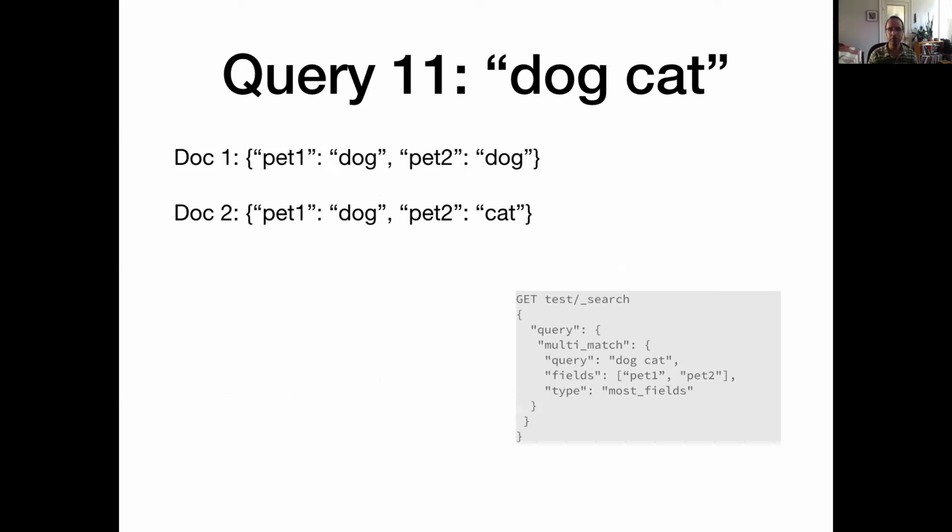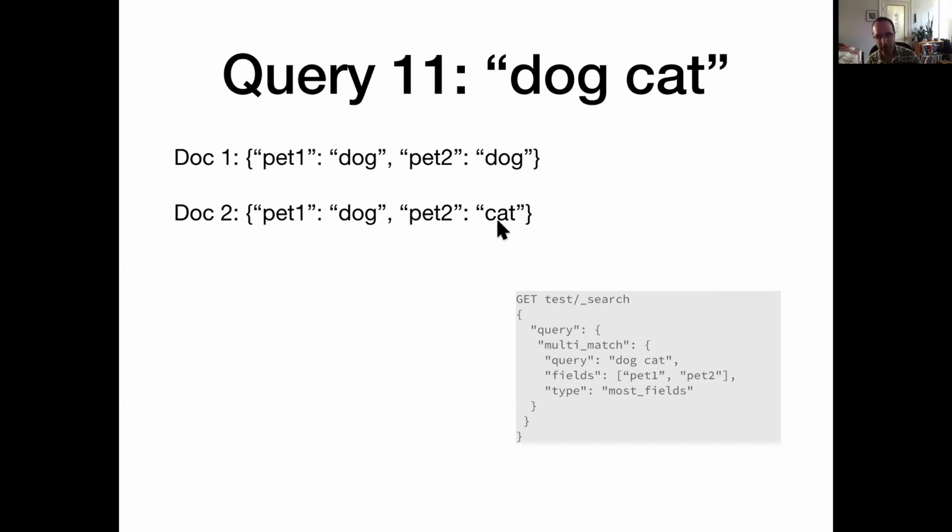We'll move on now to query 11. Here, again, we're doing a multi-match across 2 fields. We're searching for dog, cat. We have one document with dog, dog. So there's a pet1 field containing dog and a pet2 field containing dog. You can imagine these as documents describing pet owners who can have 1 or 2 pets. The second pet owner here has 1 dog and 1 cat.